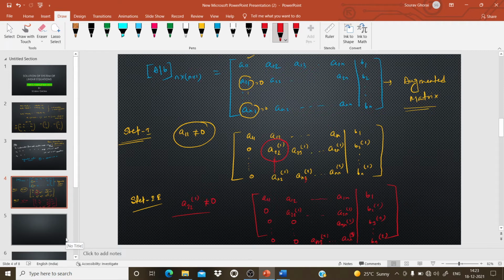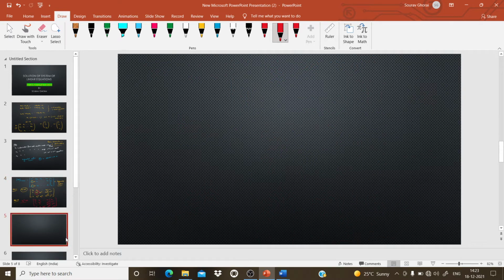Okay, and now similarly if we proceed with these conditions, then what do we get? If we continue the process, all elements below the leading diagonal elements of A are made zero. So what we get?